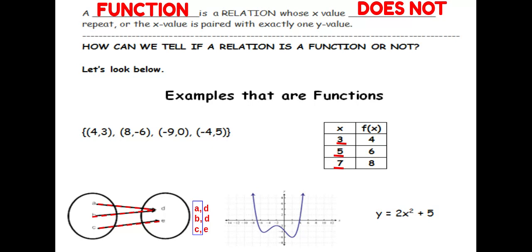The next one would be a graph. If we look at a graph, we want to see if it passes the vertical line test. To test that out, we take a vertical line and we move it along a function. If it only hits it once at each one of those points, it's considered a function. If it hit it more than once, then it's not a function.